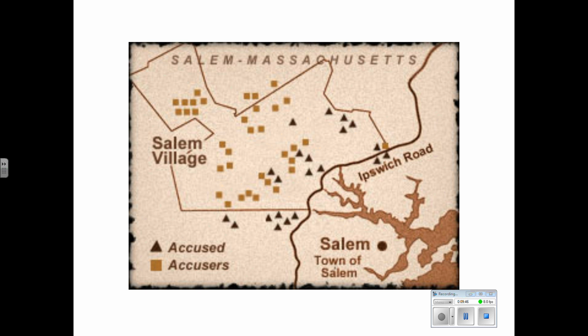And they were not typically part of the old Puritan establishment, the old Puritan way of looking at things. The accusers lived farther away from Ipswich Road, and they were a great example of those old-time Puritans just getting extremely angry at the changes that they saw going on all around them. And the result was that a good number of people were hanged for witchcraft.